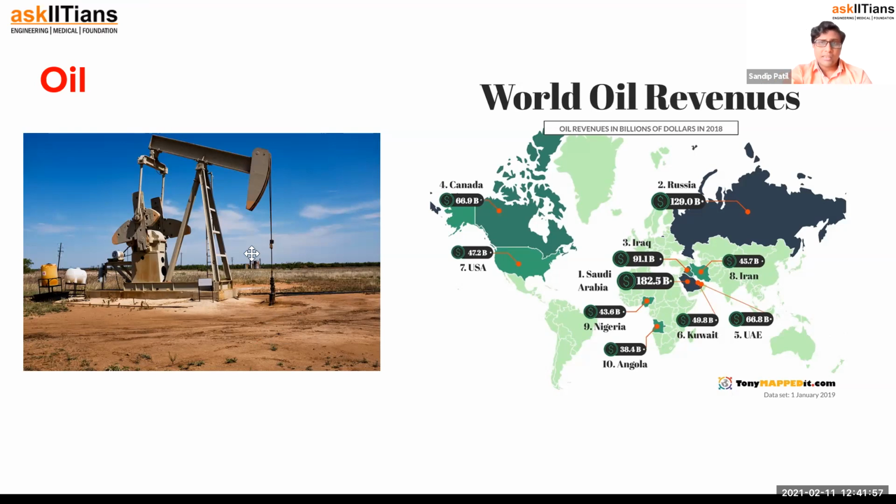So which countries are the major producers of oil? Here they have given you the oil revenue in billions of dollars in 2018. Canada had 66.9 billion. So it sold oil worth 66.9 billion, a very big amount, right? USA also has oil reserves, and sold 47.2 billion of oil to the world, right?